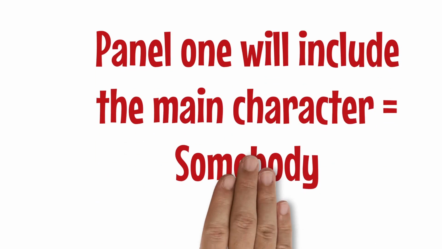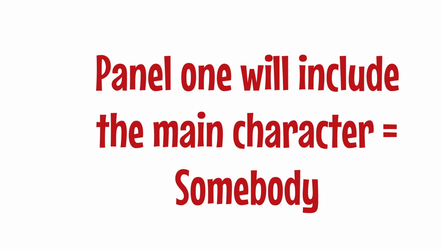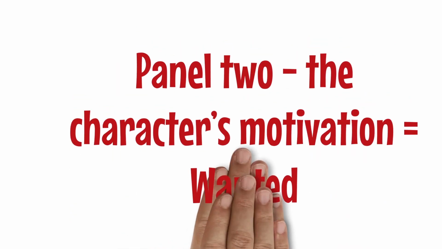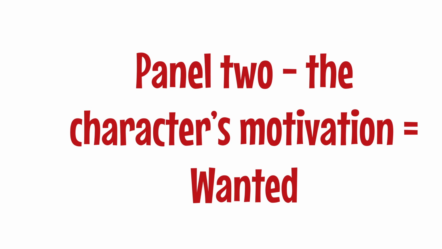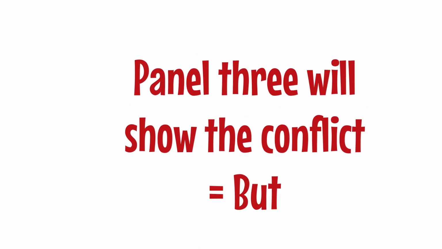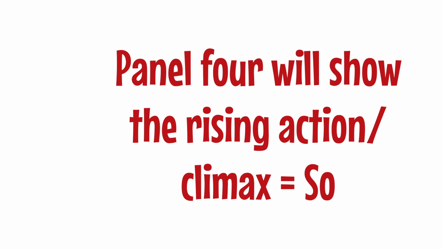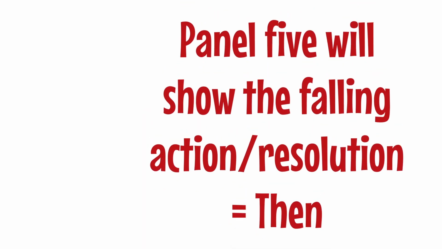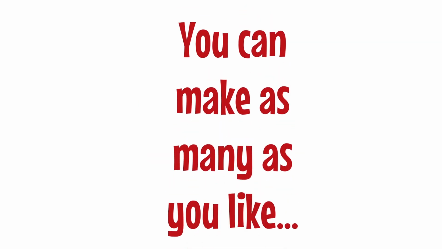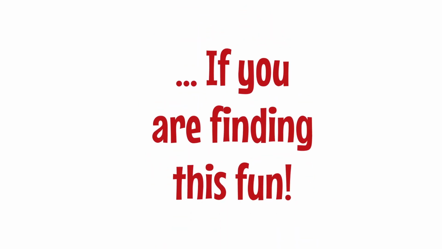Panel 1 will include the main character. That means somebody. Panel 2 will show the character's motivation. Somebody wanted. Panel 3 will show the conflict. Somebody wanted, but. Panel 4 will show the rising action / climax. Somebody wanted, but so. And panel 5 will show the falling action resolution. Somebody wanted, but so then. Please remember, you can make more than 5 panels if you want. Oh yeah, and please make sure you have fun.